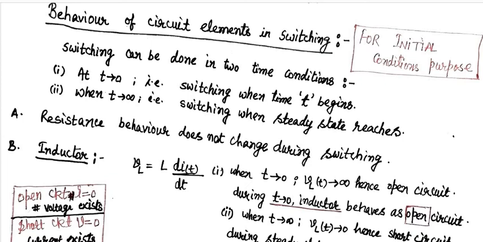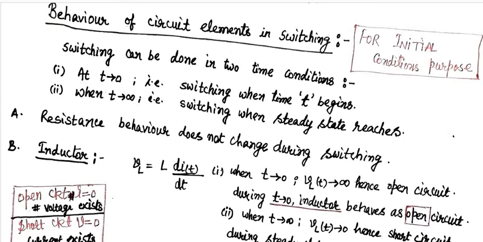Actually, switching provides the initial condition. Switching can be considered at two time conditions. First, at t tends to 0, meaning when switching just starts, when time begins. And second, when t tends to infinity, meaning when steady state occurs. Technically, switching can be done at any point of time, whether t tends to 0, t tends to infinity, or at any time t. But as far as initial conditions are concerned, we usually discuss two conditions, t tends to 0 as well as t tends to infinity.